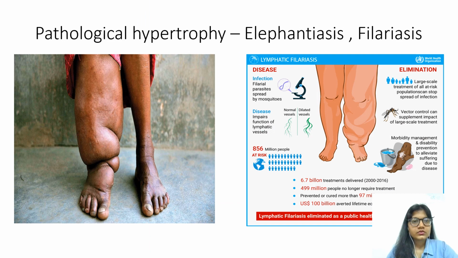So this is also hypertrophy: elephantiasis in filariasis. In elephantiasis, here we can see the enlarged leg. This is the normal one and this is the enlarged one. Elephantiasis is normally caused by obstruction of lymphatic vessels. So it is also an example of hypertrophy. We can see the enlarged organ.